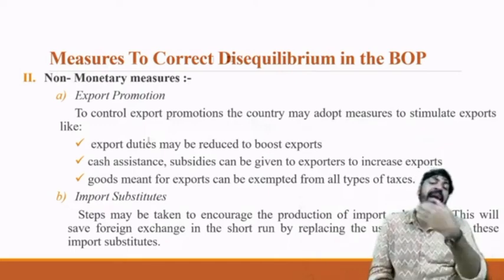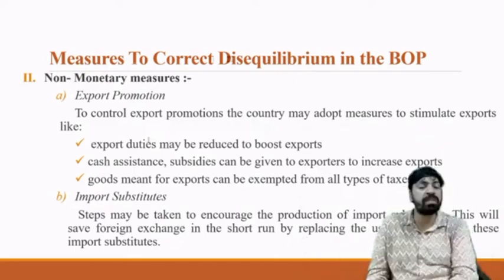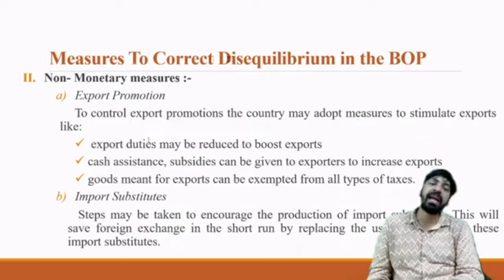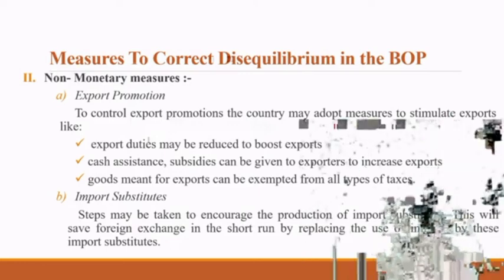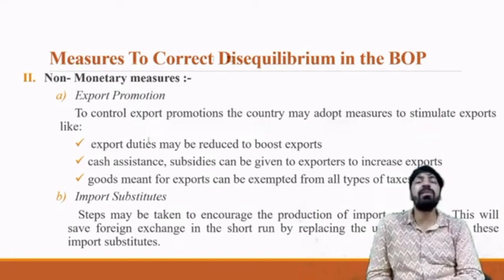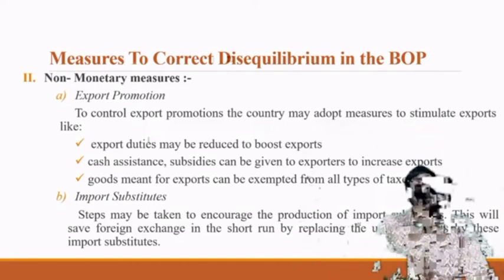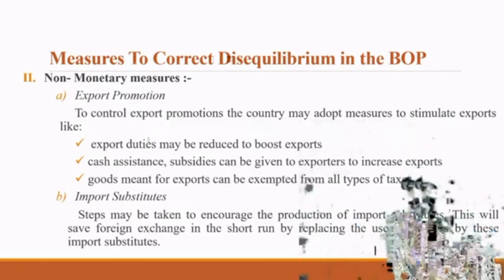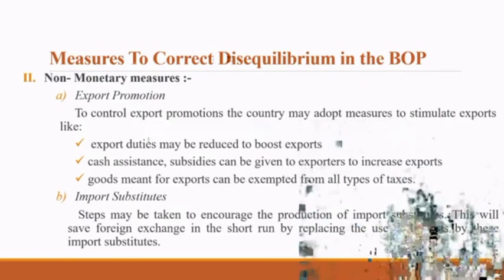That means there are no taxes to be imposed on those goods which are meant for export. That is also one of the measures to improve the disequilibrium situation. The next one is import substitutes. There are plenty of steps to be taken to encourage the production of import substitutes.